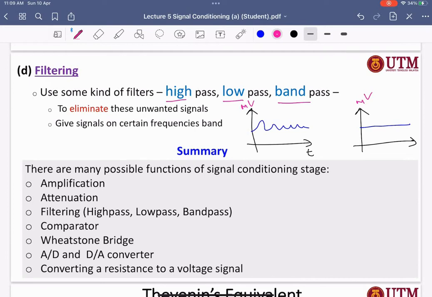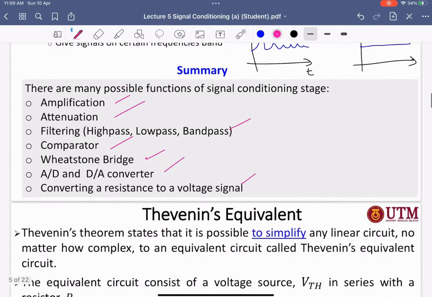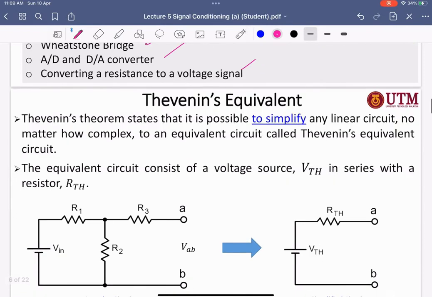So we can use it as the filtering. Like I mentioned before, there are many functionalities of the signal conditioning. Okay, the rest it can be right here, and so on. For the Thevenin circuit, starting this semester, this topic will not be covered, that's out of topic.